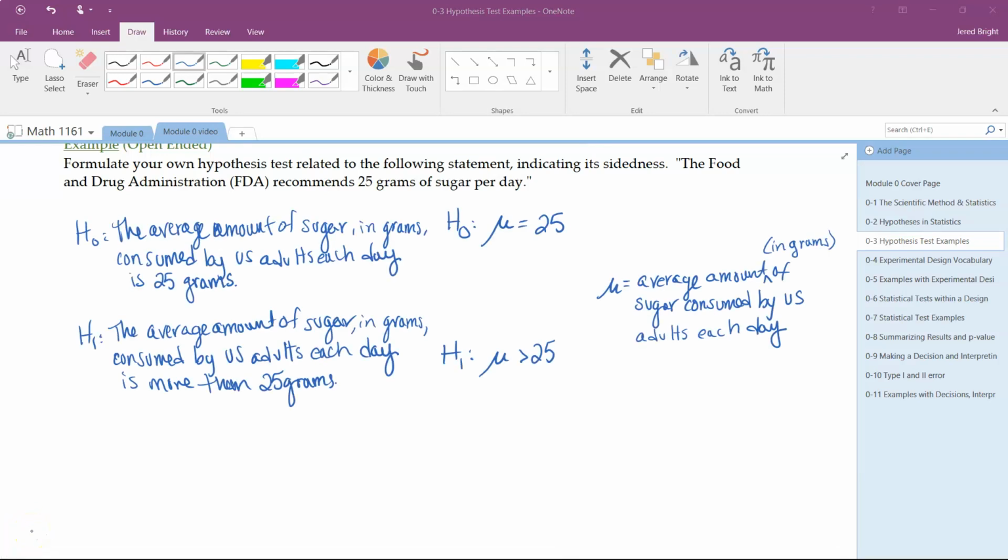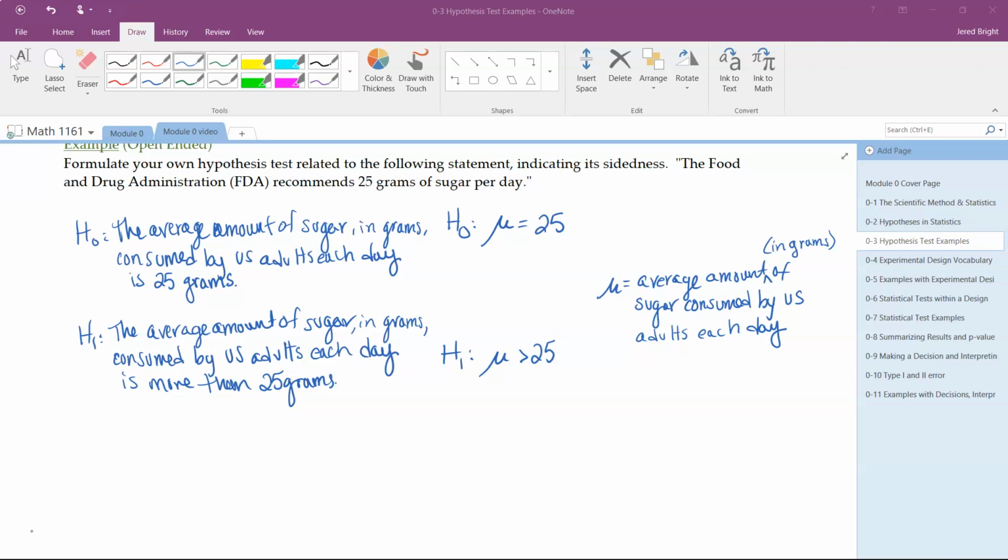And here's what I have. You'll notice that in my alternative hypothesis I said the average amount of sugar consumed by U.S. adults each day is greater than 25. I said that mainly because I know I have a sweet tooth, and if you think about it, everything has sugar in it. I don't know if that's a good or a bad thing, but it is a thing.